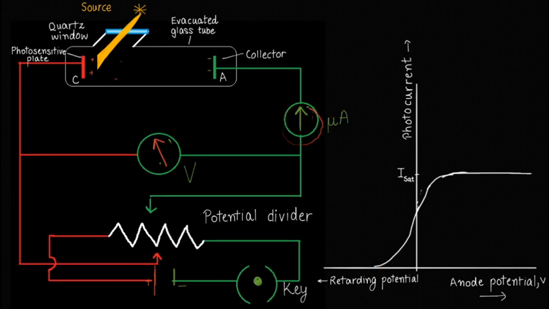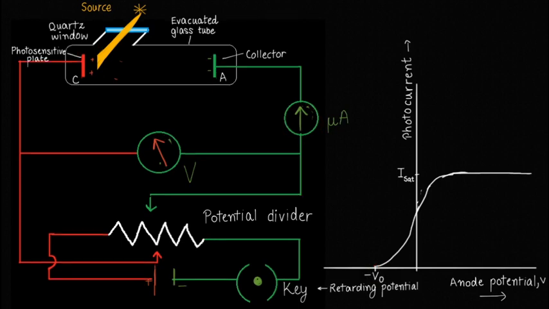So I can say at this value of potential, let us give this potential a name. So at V0, which is your stopping or your cutoff potential, no photocurrent is generated. Can you see? The photocurrent is zero. Fine. So we can write down our next observations. So this is your first observation.